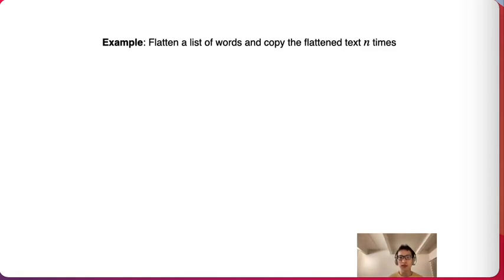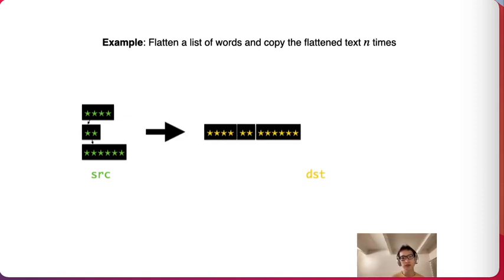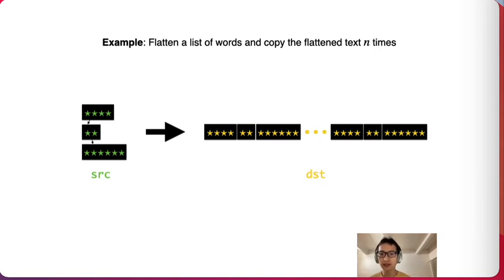Our example is to flatten a list of words and then copy the flattened text n times, which we can see as a simplified model of outputting n database queries. The resource that we are interested in is the number of characters in the result. Source is a list of words. Dest is a result string. We first flatten list source, then we copy the flattened list of text n times. The resource of interest here is the number of characters in string dest.